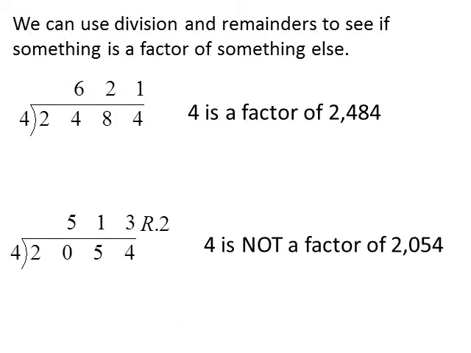But if I take 2054 and divide by 4, I get 513 with a remainder of 2. That means 4 is not a factor of that number. So we can do that same thing with polynomials. If I divide the polynomial and it goes in evenly, then it is a factor. But if I divide the polynomial and there's a remainder, it is not a factor.